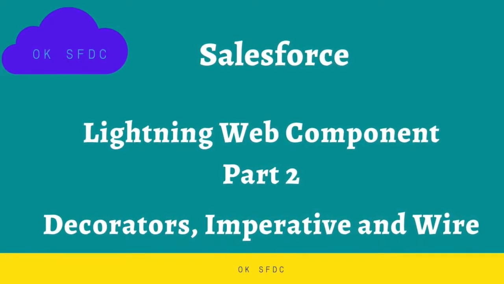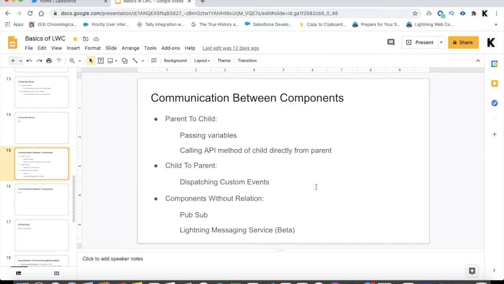So let's begin with communication between components. There are three types of communication that you can do. First is parent to child. Let's say you have two components which have a parent to child relationship, so you can communicate between these two components in two ways.